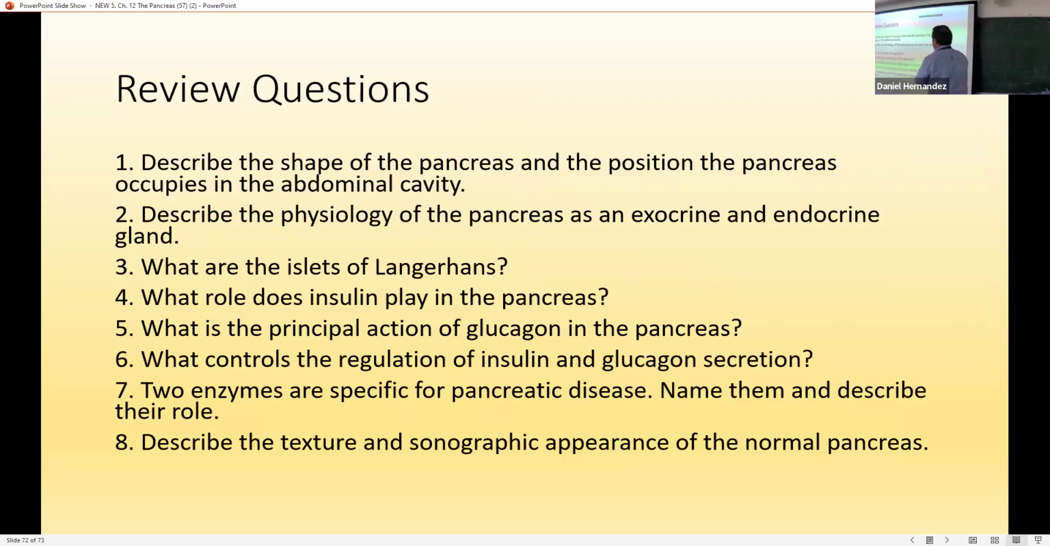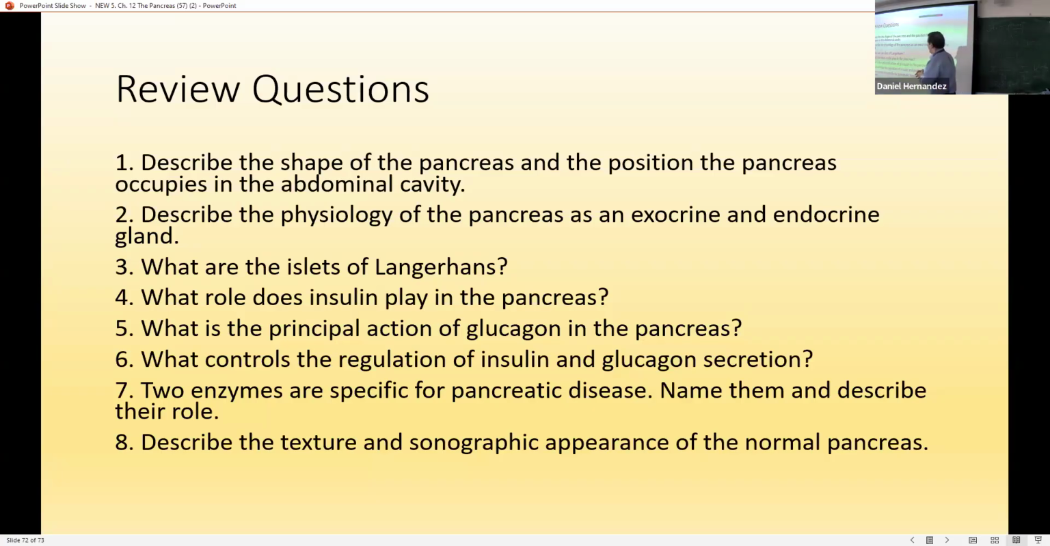So we'll be able to again describe the physiology of the pancreas. We know that it's both an exocrine and an endocrine gland. Familiarize yourself with the exocrine functions we talked about, produced by those acinar cells, producing the amylase, lipase, and trypsin.